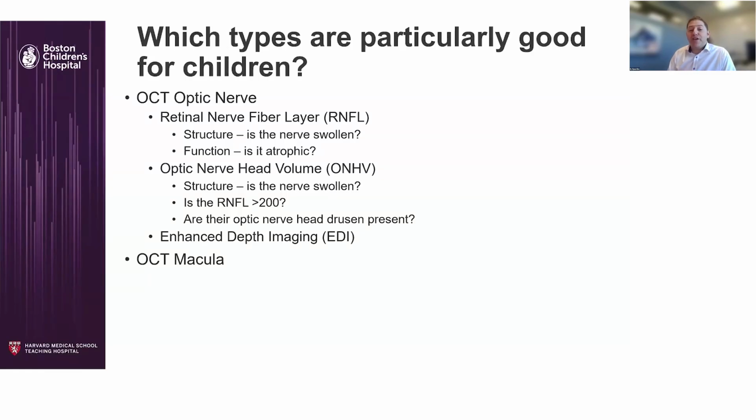And then the volume scan is like an enhanced depth of imaging scan. It just has a few less cuts, but can still identify optic nerve head drusen. An EDI scan is like looking at high definition, and an optic nerve head volume is like looking in standard definition.